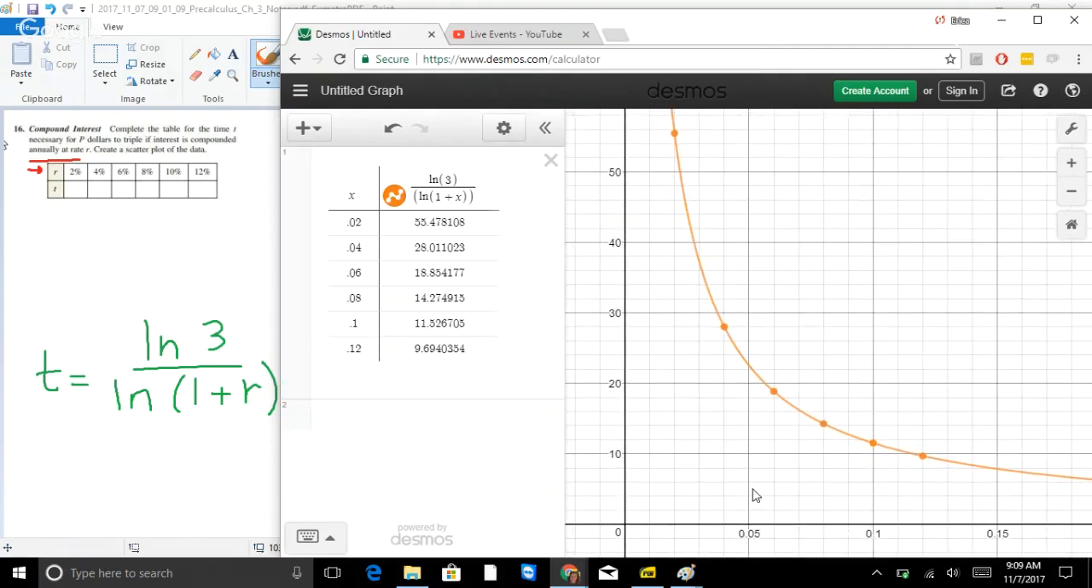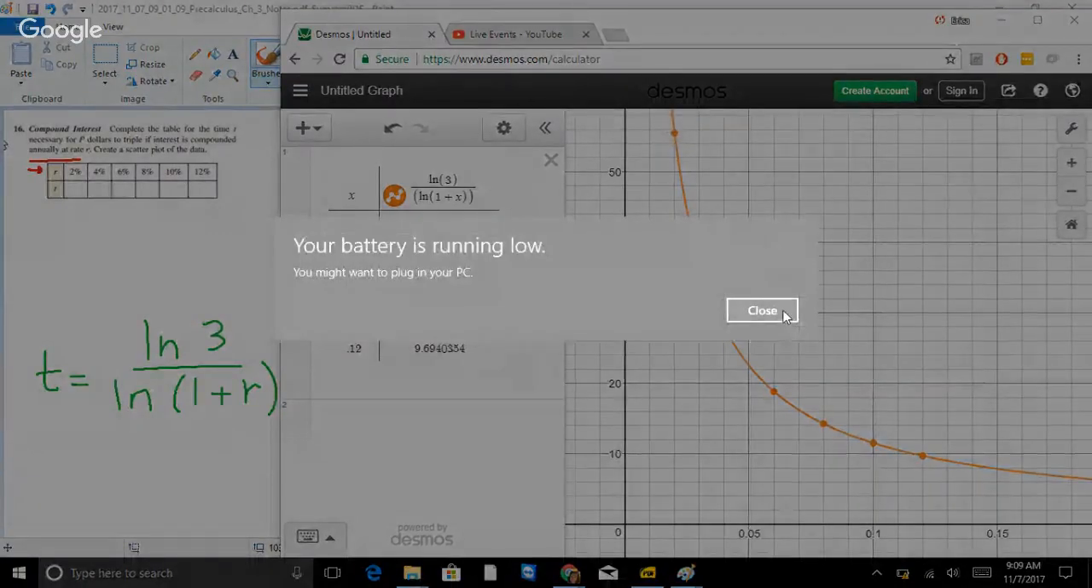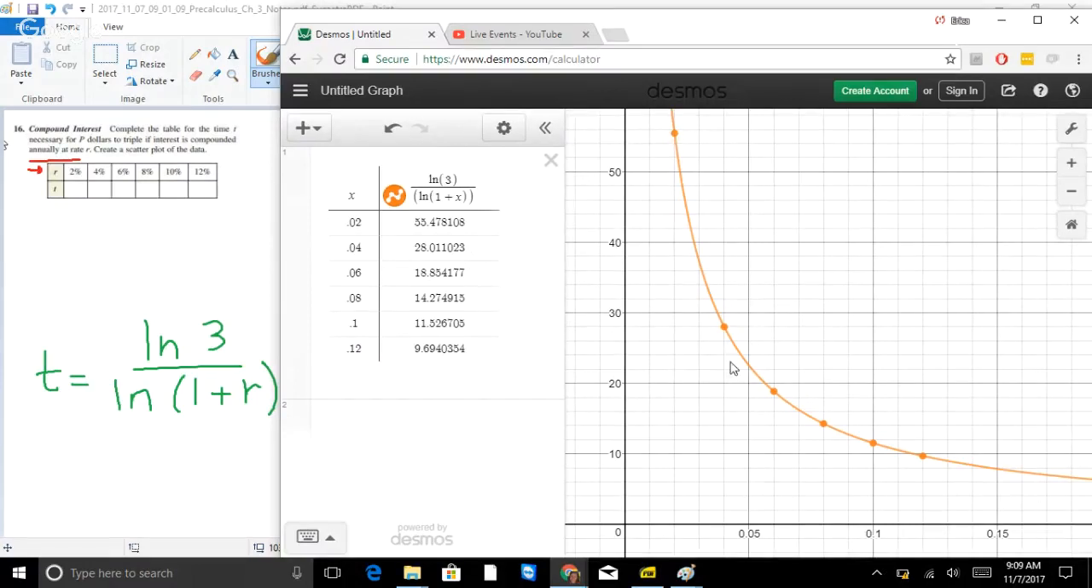So this just shows you if you have a low interest rate, then it's going to take you a lot longer to triple your money. The higher your interest rate, the quicker you're able to triple your initial investment. Okay?